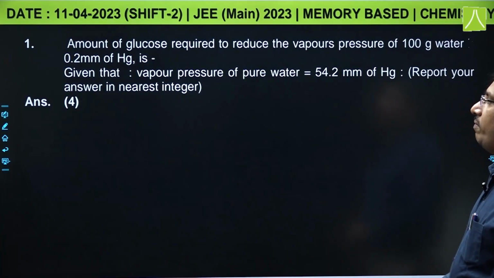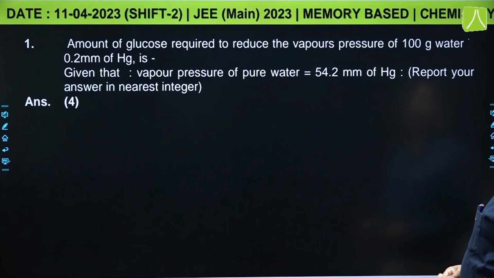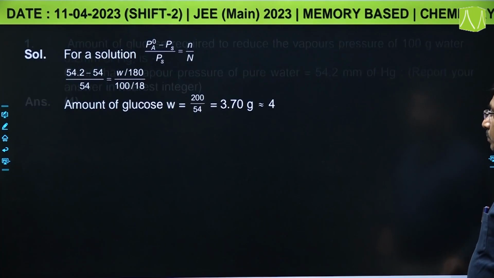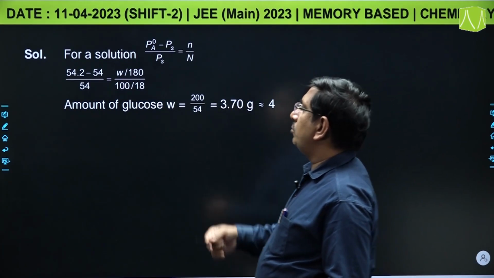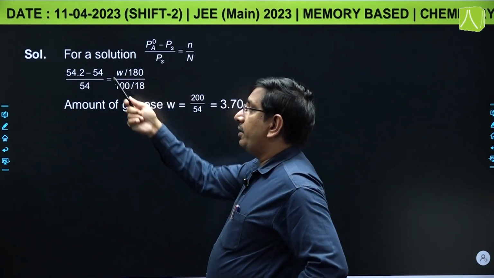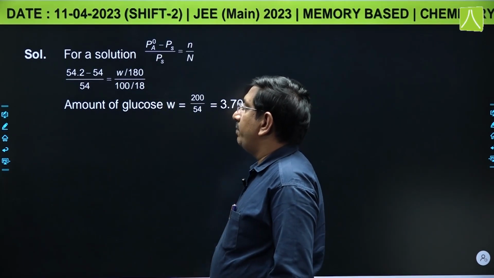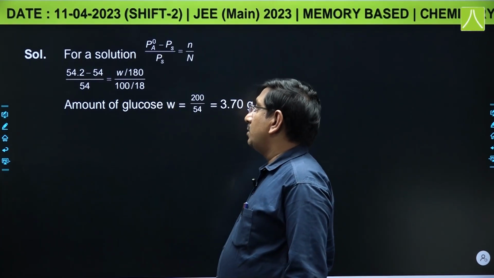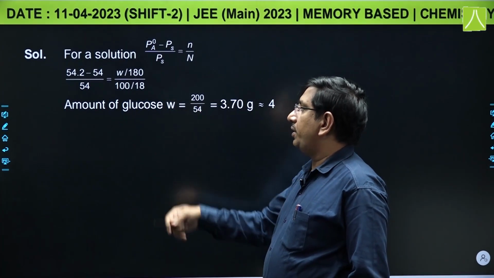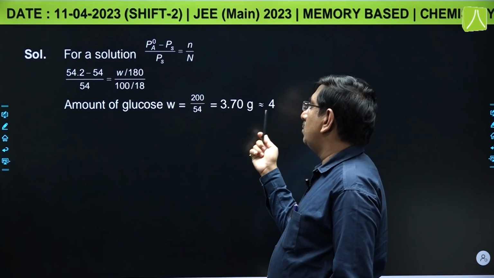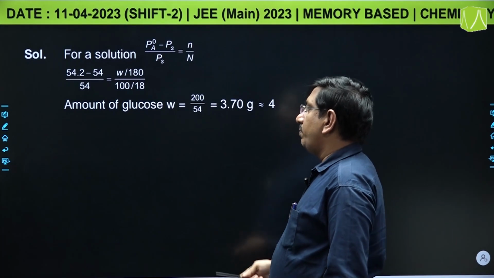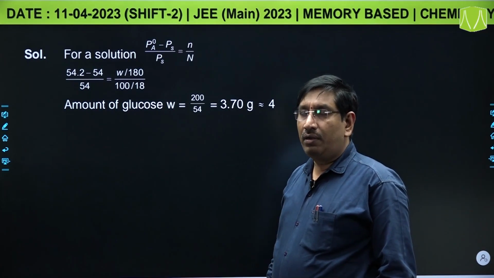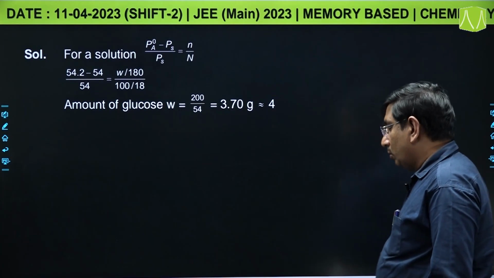Today we are looking at the second shift paper of the 11th. First question: the given amount of glucose required to reduce the vapor pressure of 100 grams of water by 0.2 mm of Hg, given that the vapor pressure of pure water is 54.2 mm of Hg. Here, for a solution, PA naught is 54.2 and PS is given as 54, and the molar mass of water is 18 and for glucose it is 180. Now, the amount of glucose we calculate by dividing 200 by 54, which is equal to 3.7, and if you round it off you will get 4. So, the answer is 4.